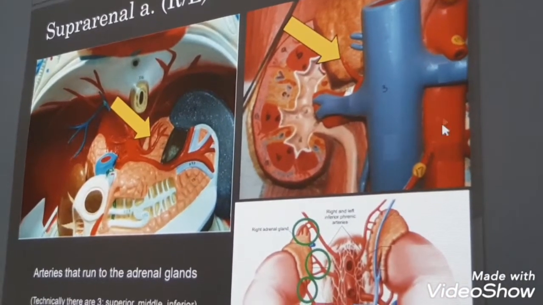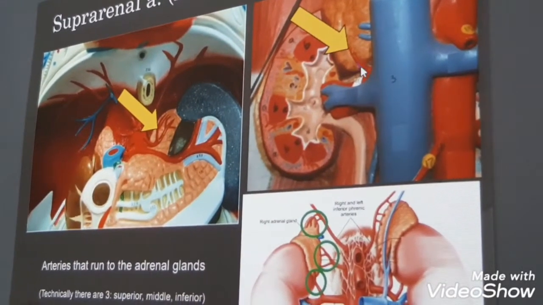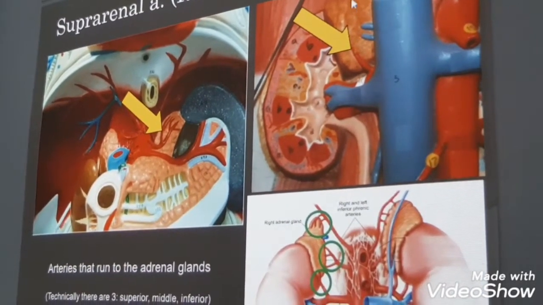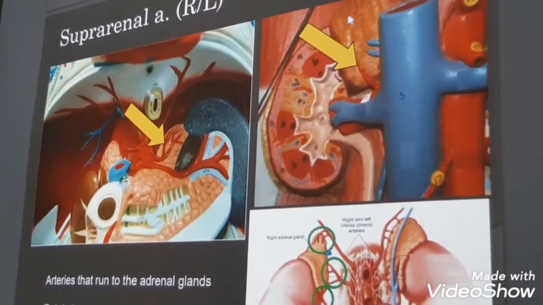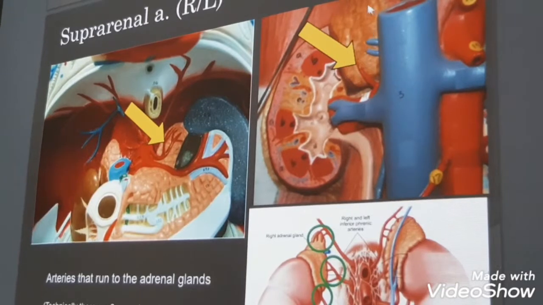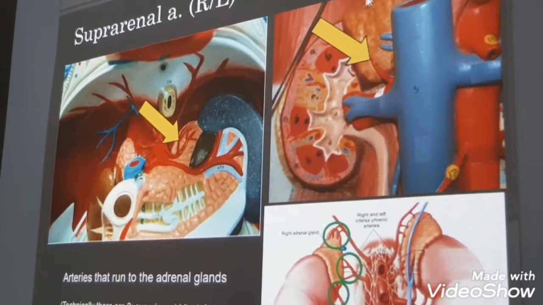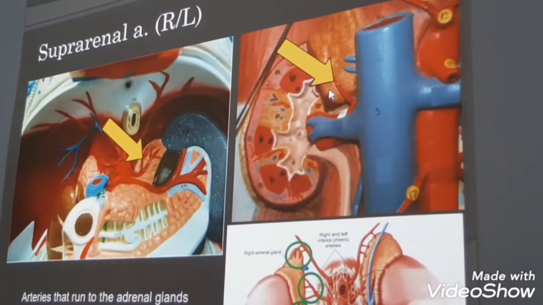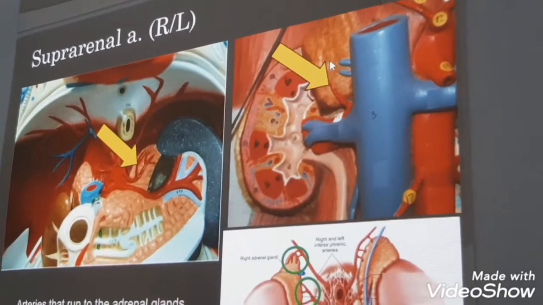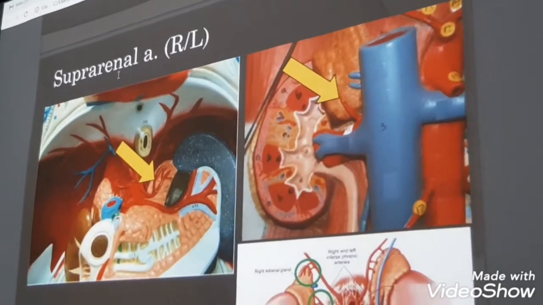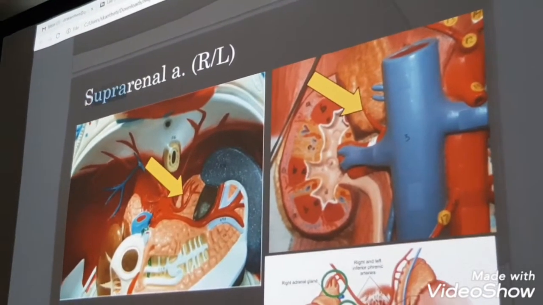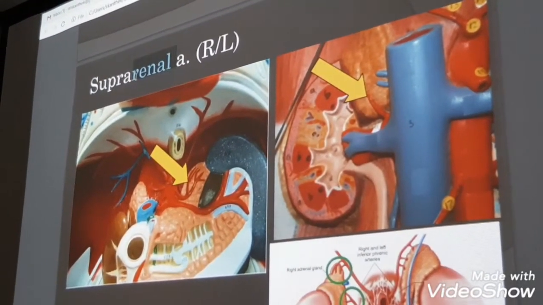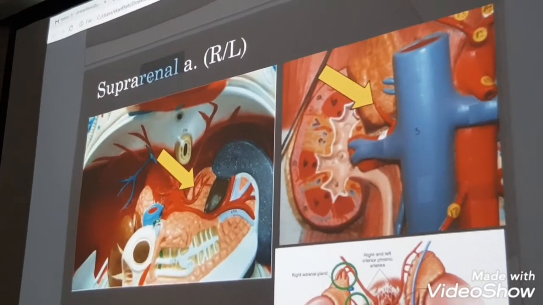So the first branch, a tiny one, leads to this structure here. What is this yellow structure called? Adrenal gland. So a red thing going to the adrenal gland is known as the suprarenal. Why? Because the adrenal is above the renal, which is the kidney, right?